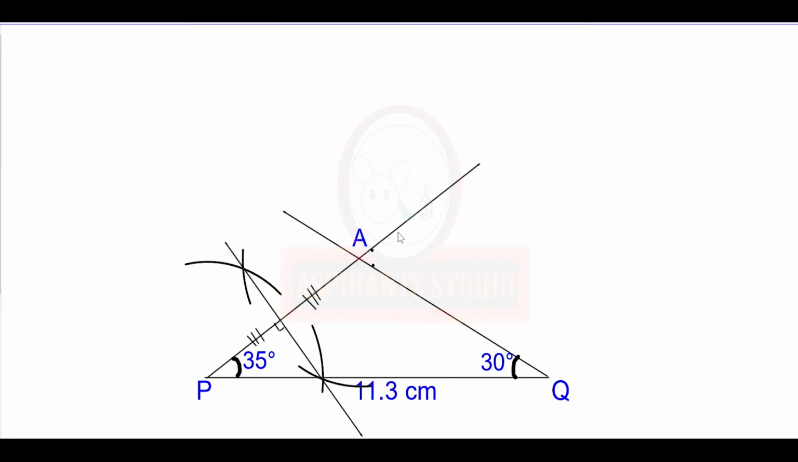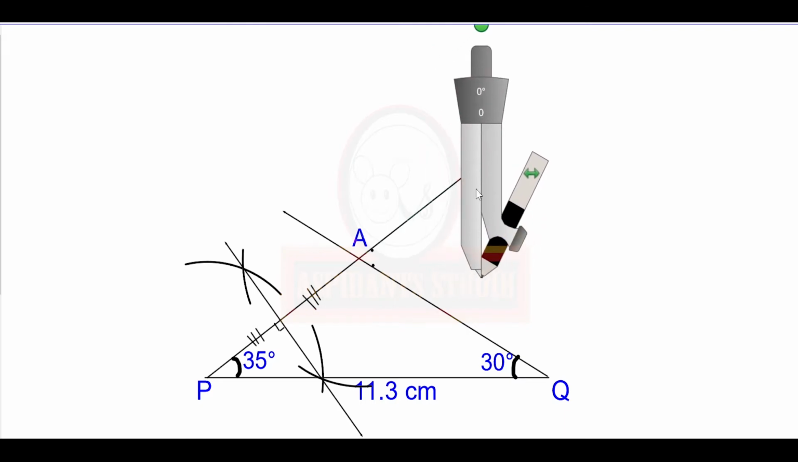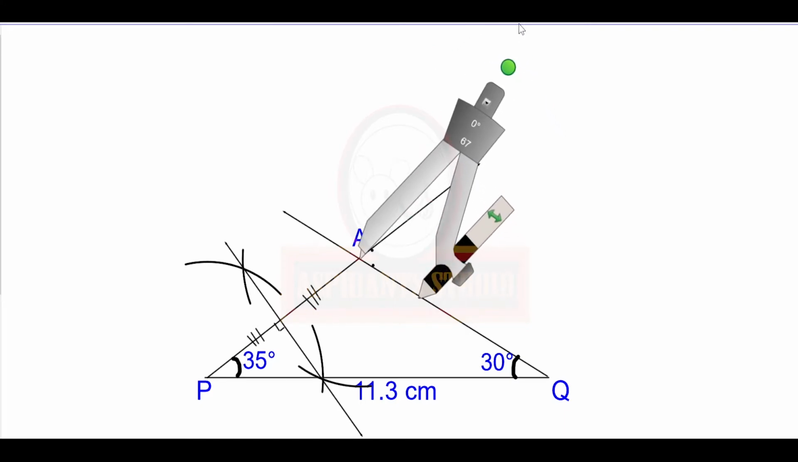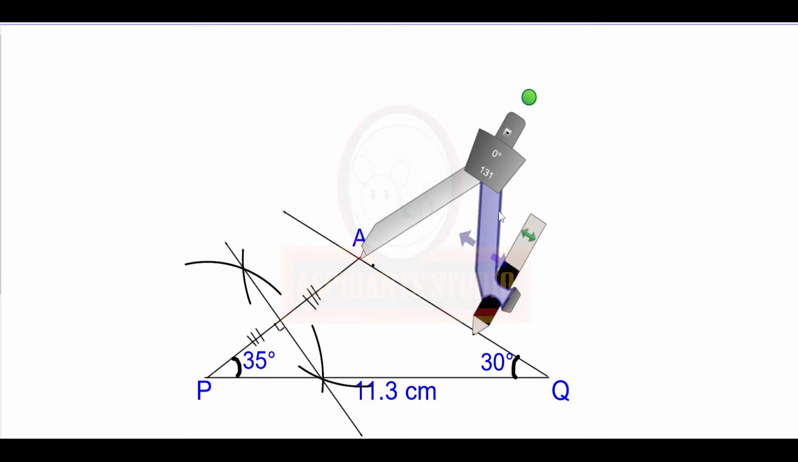Similarly, draw the perpendicular bisector of segment AQ. Keep one end of the compass at A. Take more than half of the distance of AQ in the mind and draw arcs above and below AQ.